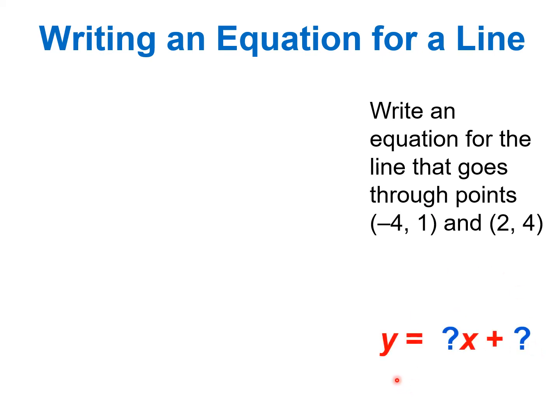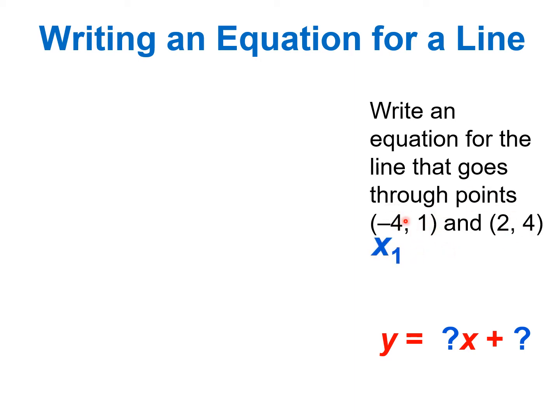Again, we know that the equation is going to be y equals something x plus something. So we'll start by finding that slope, all right? We know how to find the slope between 2 points. So let's start by labeling what we have. We know that in a coordinate, the first number is your x coordinate and the second number is your y coordinate. But we have 2 different points.